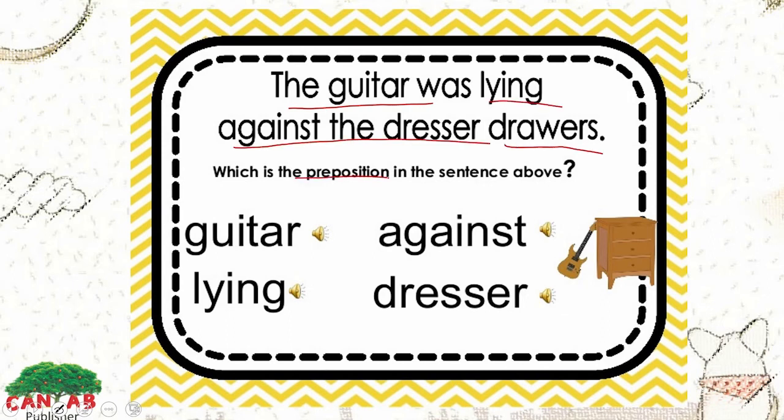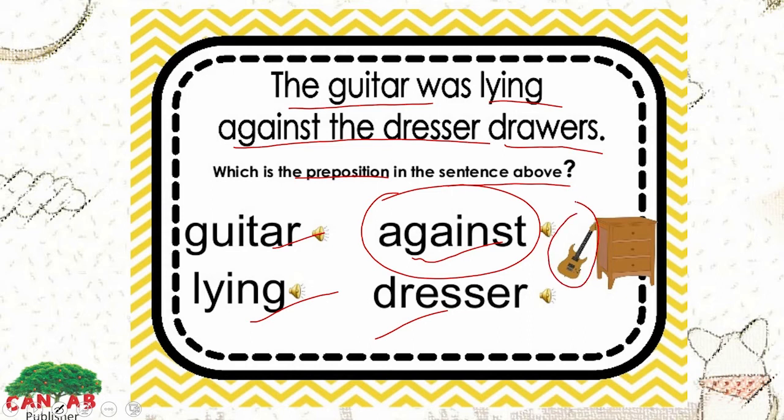The guitar was lying against the dresser drawers. Which is the preposition in the sentence above? Guitar, against, lying, dresser. Yes, against here. It's showing you the direction of the guitar, that it's lying against the what? Yes, here you can see the guitar here.